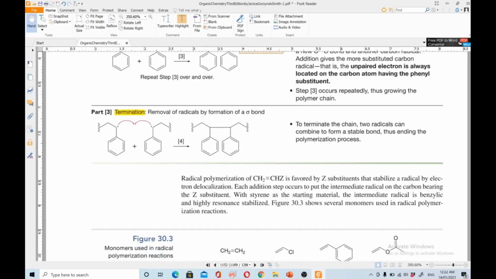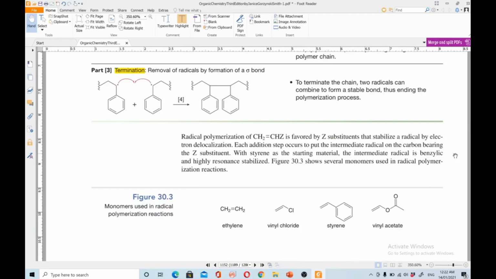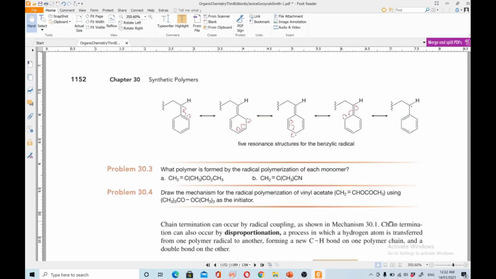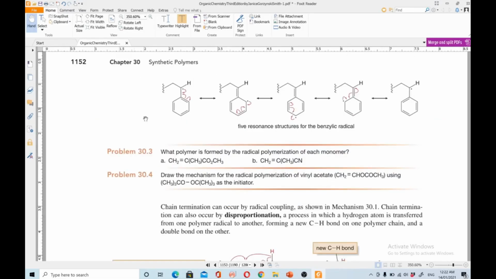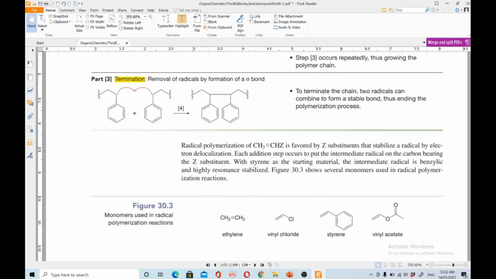Radical polymerization of alkenes is favored by a Z substituent that stabilizes a radical by electron delocalization. Each addition step occurs to put the intermediate radical on the carbon bearing the Z substituent. Where styrene is the starting material, the intermediate radical is benzylic and highly resonance stabilized. Figure 30.3 shows several monomers used in radical polymerization: ethylene, vinyl chloride, styrene, vinyl acetate. These are the monomers which are used in radical polymerization reactions.